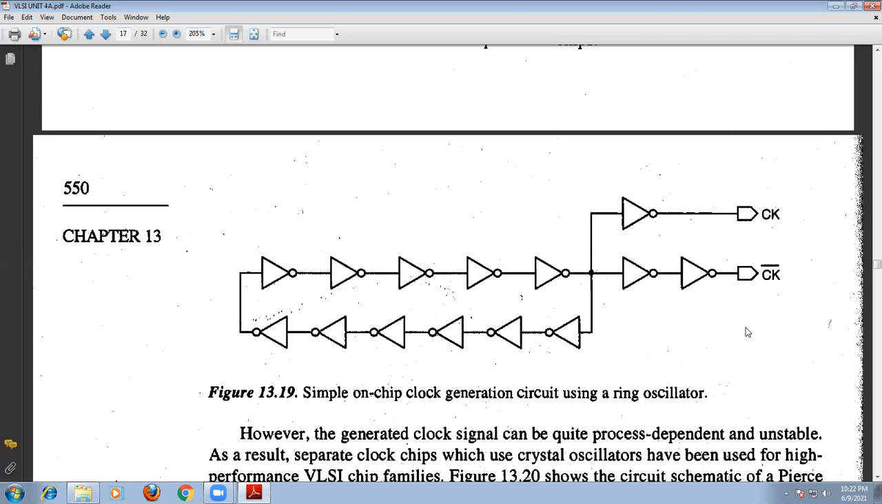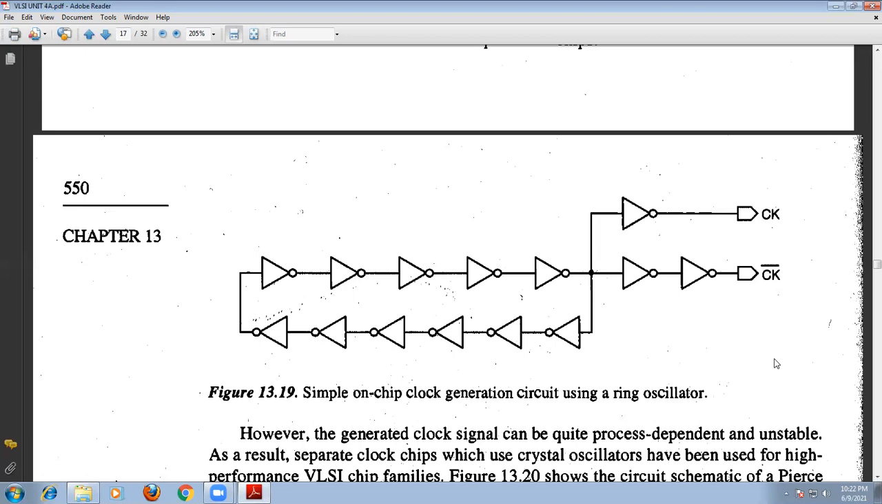We require a separate clock chip that can be used for high performance VLSI chip families. That is the main thing you have to remember. These clock chips basically use a crystal oscillator.